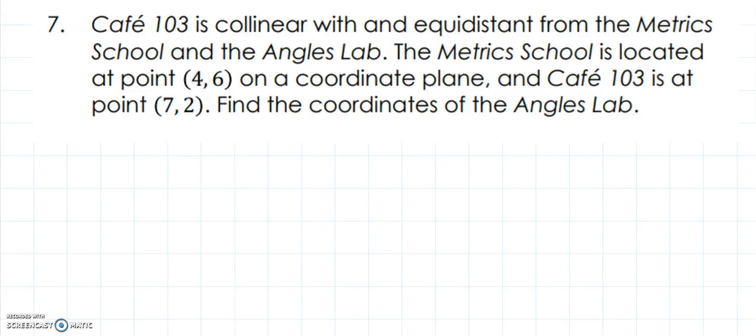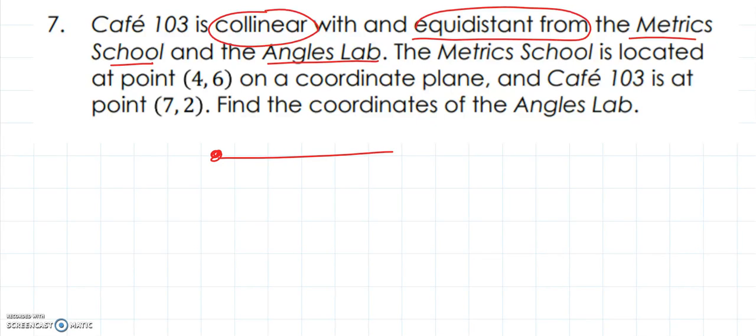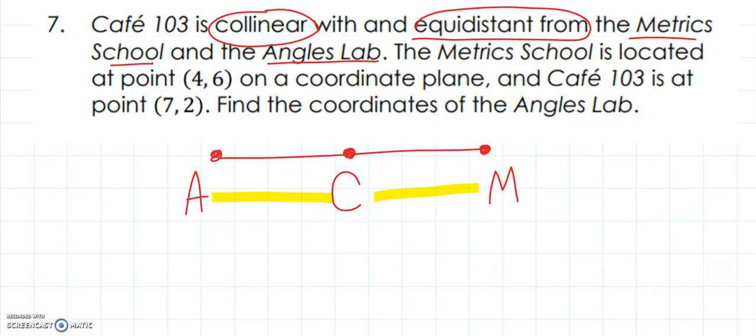Cafe 103 is collinear with and equidistant from the Metric School and Angles Lab. So the cafe is equidistant from these two places, Metrics and Angles, which means the cafe is the point in the middle. So here I am going to draw my visual. I'm going to put Angles Lab with an A here, and then Metrics with an M on the other side. The cafe I'm going to put in the middle so that it is equidistant from A and M.